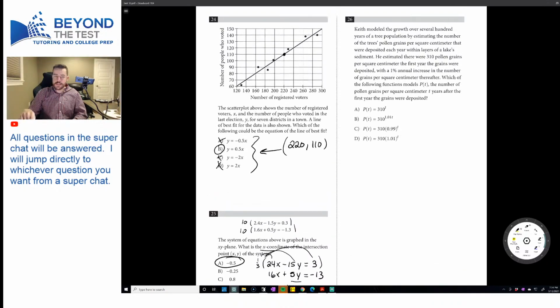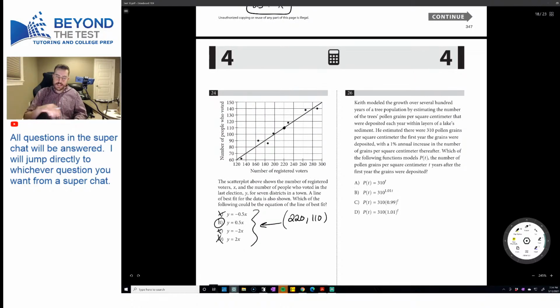All right, next here we're looking at 26. It says Keith modeled the growth over several hundred years of a tree population by estimating the number of trees' pollen grains per square centimeter that were deposited each year within layers of a lake's sediment. He estimated that there were 310 pollen grains per square centimeter the first year the grains were deposited, with a 1% annual increase in the number of grains per square centimeter thereafter. So, which of the following functions models P of t, the number of pollen grains per square centimeter t years after the first year the grains were deposited?